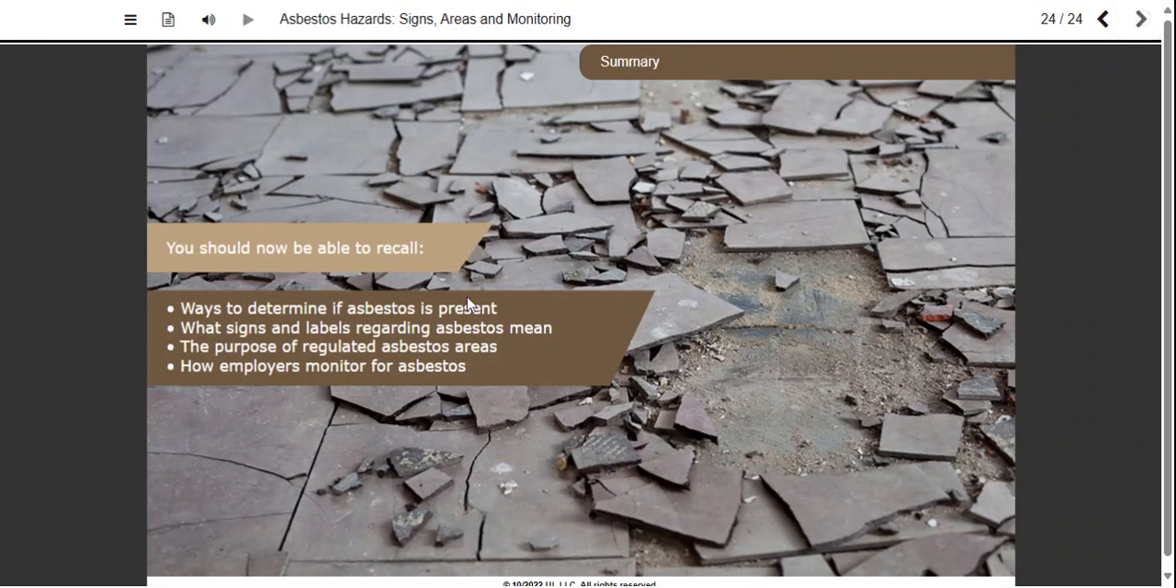You should now be able to recall ways to determine if asbestos is present, what signs and labels regarding asbestos mean, the purpose of regulated asbestos areas, and how employers monitor for asbestos.